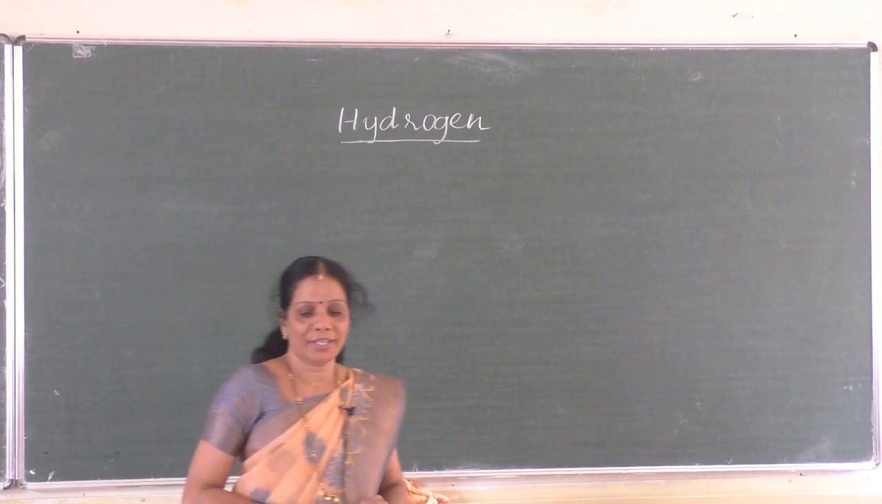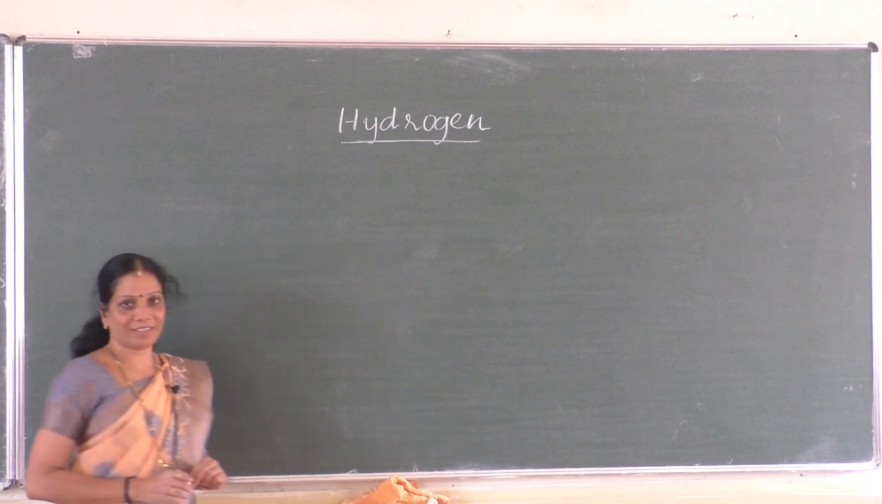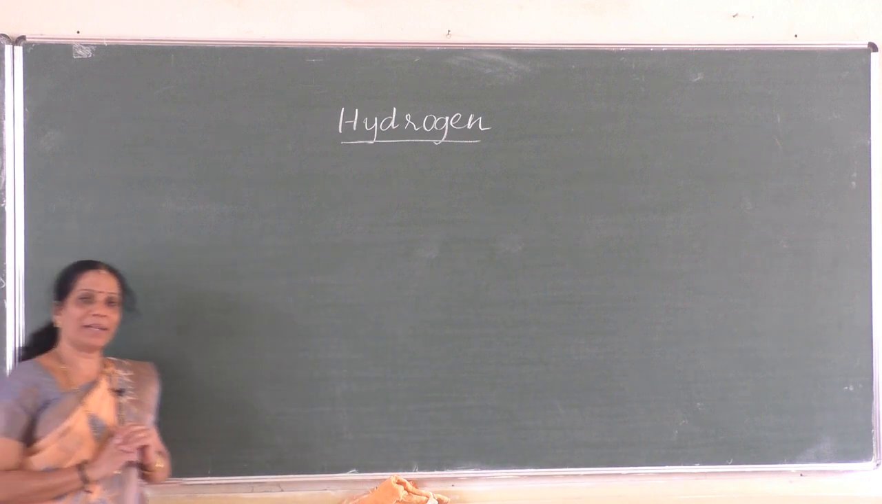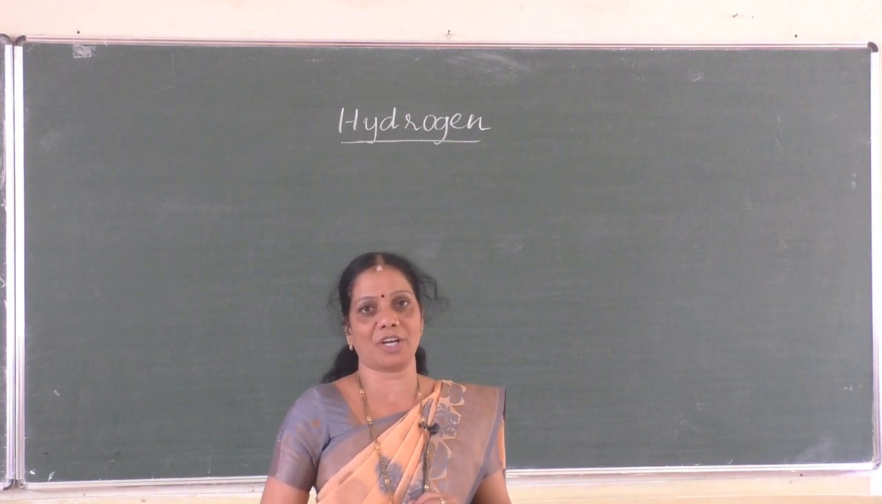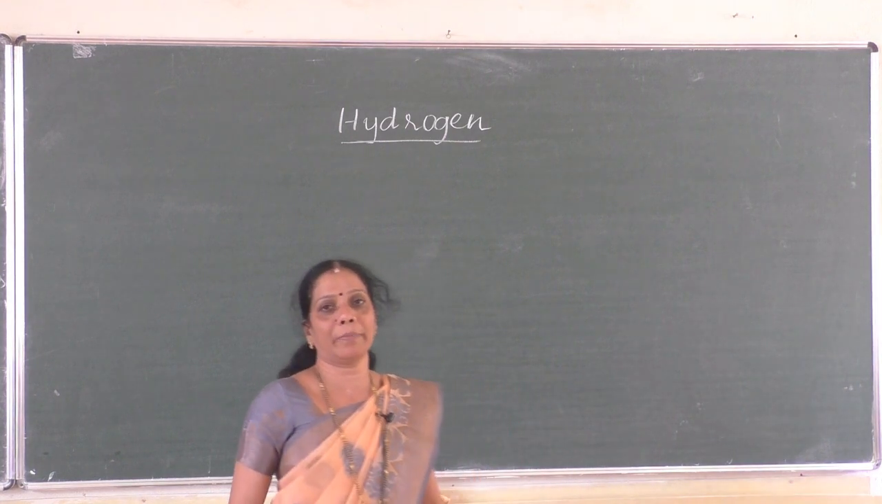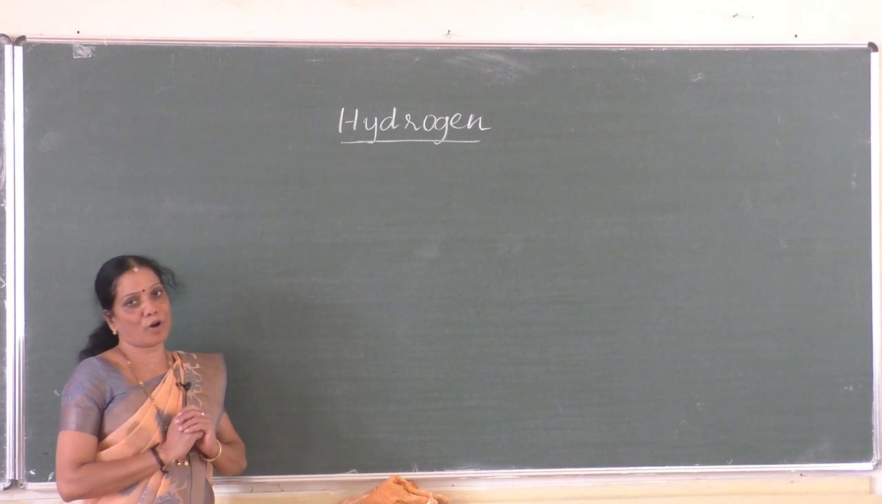Hello students, today let us study one of the simple chapters, that is hydrogen. We know that hydrogen is a simple element present in the universe and it has a simple atomic structure, and it is the most abundant element in the universe as well as a principal element in our atmosphere.